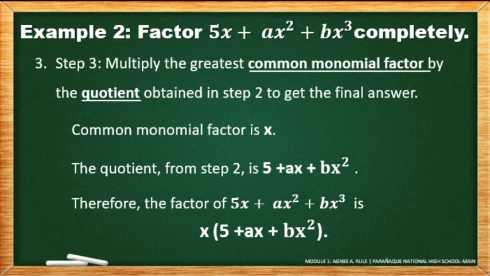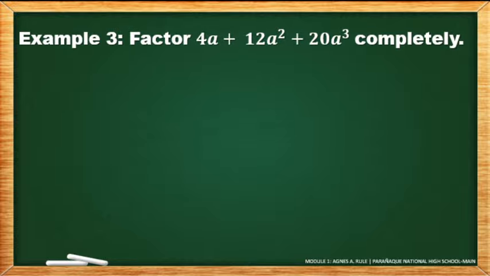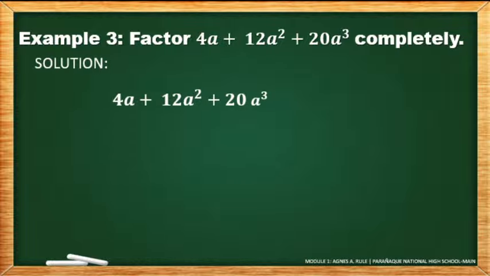Let's try the last example. Factor 4a plus 12a squared plus 20a cubed completely. Ito parang combinations of example number 1 and example number 2. May factor to ang numerical coefficients and also the variable or the literal coefficient. So we need to find the factor. First, numerical coefficient muna tayo para hindi tayo malito.